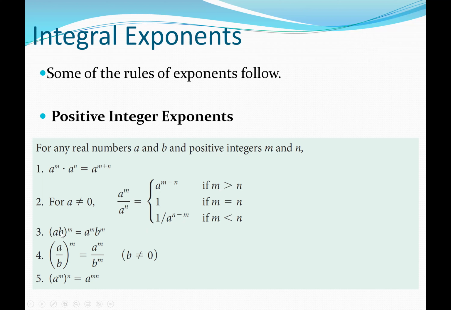Now, if we have a times b all raised to the power n, that is the same as writing a to the power n times b to the power n. And if we have a divided by b all raised to the power n, that is the same as a to the power n divided by b to the power n. Now, a to the power m, all to the power n, means we are going to multiply the exponents. So it will be a to the power m times n.